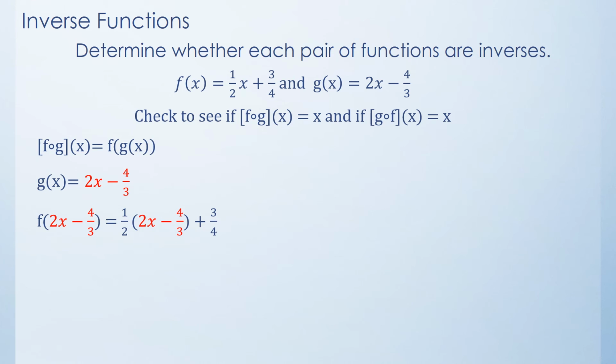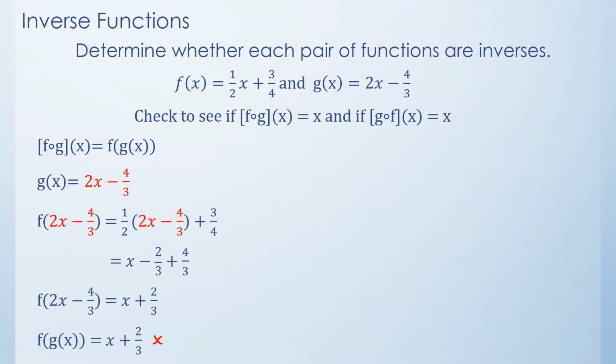I have 1/2 times 2x minus 4/3 plus 3/4. After I distribute my 1/2, I have a result of x minus 4/6 plus 3/4. In order to simplify the right side and combine like terms, I need my fractions to have common denominators. So I simplify 4/6 to become 2/3. My final result is x plus 2/3. This tells me that the composition of f of g of x does not equal the identity function. Therefore, the two functions are not inverses.